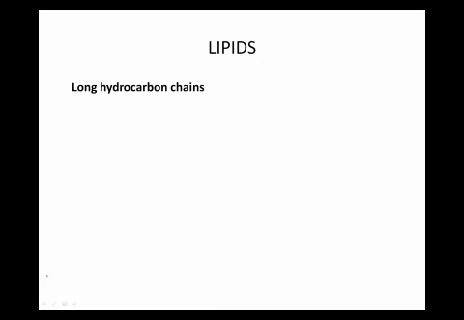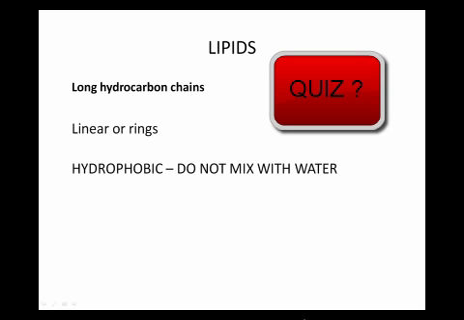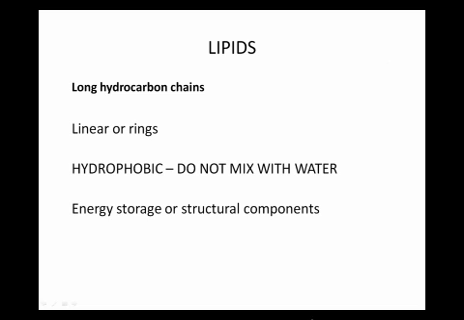Our second class of biological organic molecule are lipids. Lipids are typically long hydrocarbon chains, so they are primarily hydrogen and carbon. They can be linear chains or they can be rings, but because they are primarily hydrogen and carbon, they are hydrophobic. So this is the characteristic of lipids. They will not mix with water. They are very nonpolar, very hydrophobic. They are used for energy storage primarily, but also some important structural components.